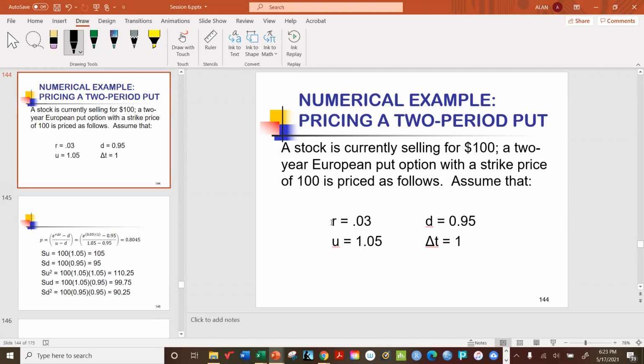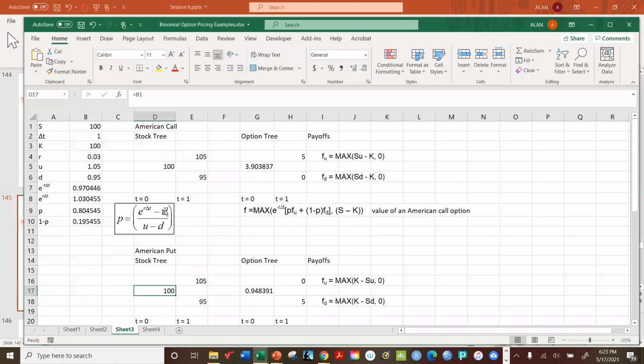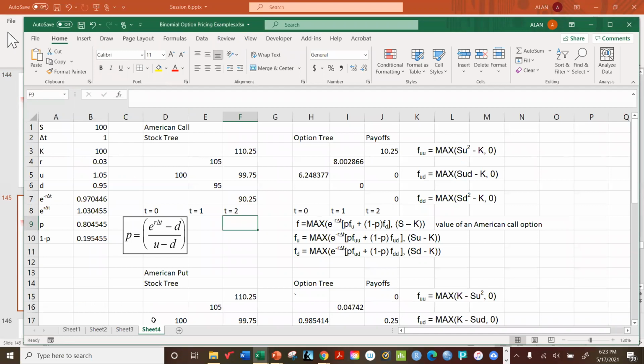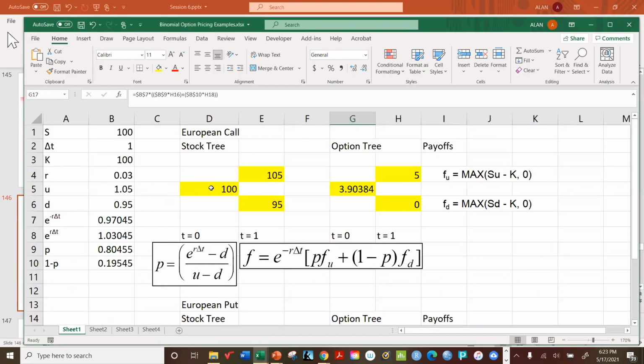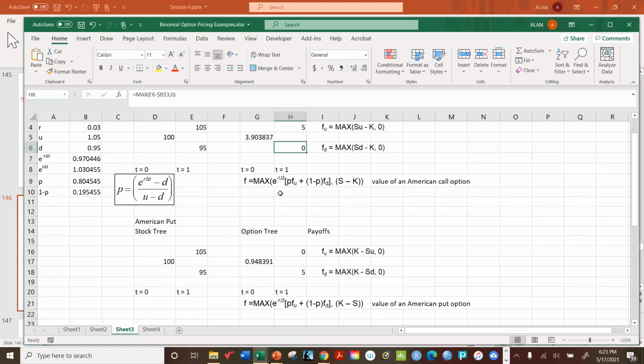These are the data we're given. And the filling in of the tree is exactly the same. Oh, I see what happened. This is back to a 1-period model. This is the 1-period model for the American call and put. So in other words, this tree is the same one we had back here. And this one, interestingly enough, the payouts are exactly the same.